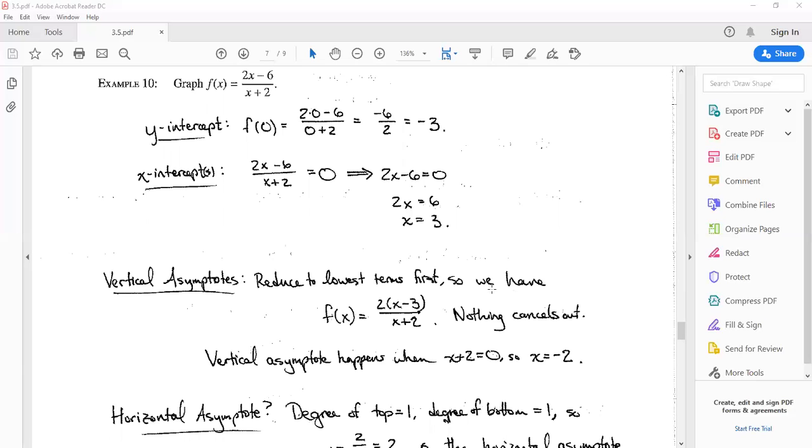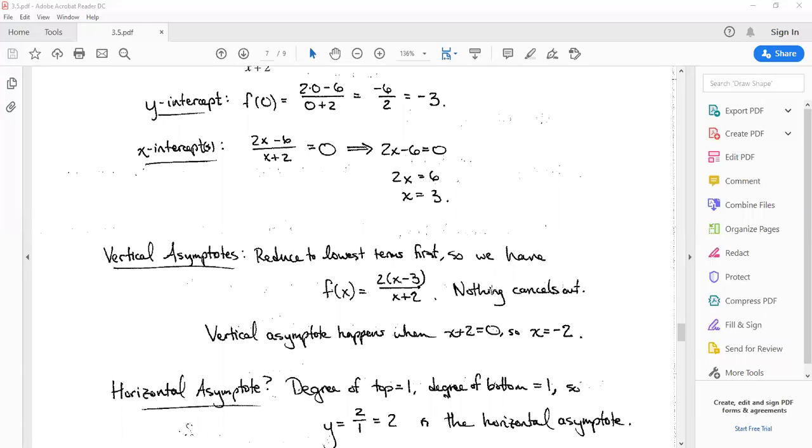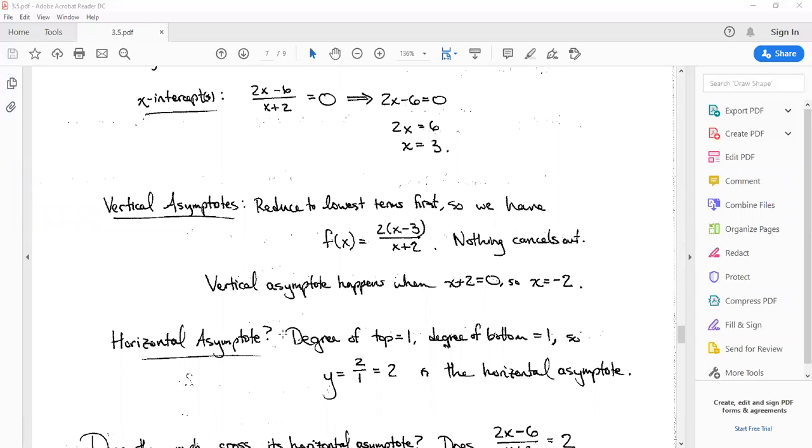Okay, so moving on, let's find the horizontal asymptote. Let's see. The degree of the top is 1 because we have 2x to the 1 minus 6.